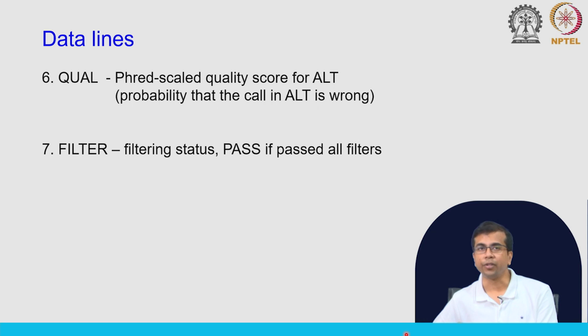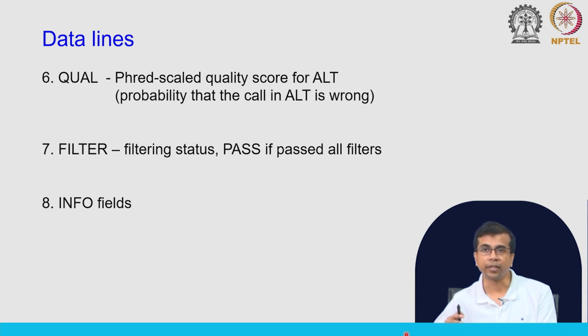Then you have the seventh position, which is the filter, the filtering status, and this will mention PASS if the variant passes all filters. We have talked about these different types of filters that you can set when we are doing the variant calling. So, this field will describe whether the variant passes all filters that have been set, or if there is some filter that the variant does not clear, that will be mentioned. Then you have the INFO field. Again, we will discuss what these info fields mean.